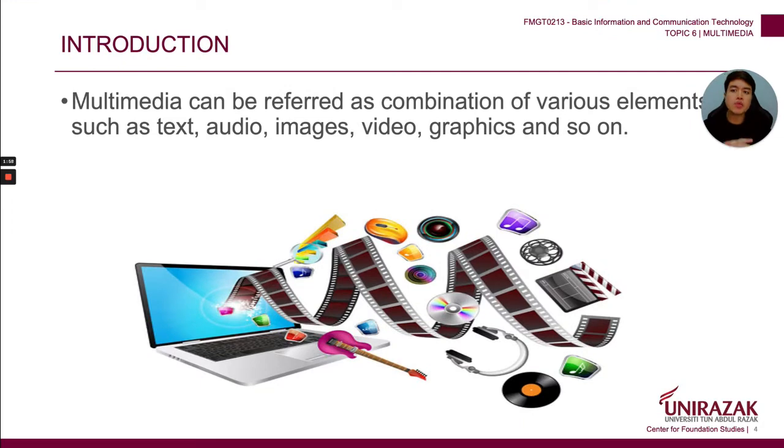When it comes to multimedia, it can be referred to as a combination of various elements such as text, audio, images, video, graphics, and so on. For instance, when you watch a movie, the movie contains images, video, text, the subtitle, the audio, the sound, the graphics, the CGI. When we combine all those things, we can refer to them as multimedia, as with the picture here, if you can see.